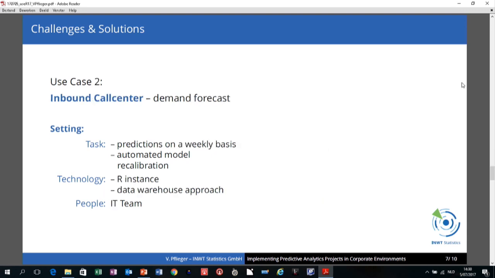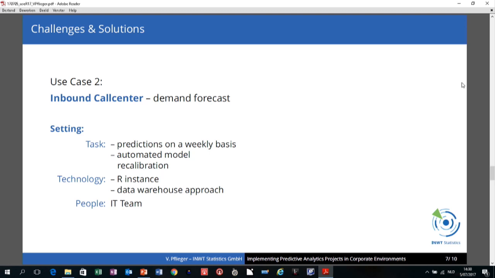The other one, let's say we have an inbound call center, and of course they need to allocate their resources efficiently, so they want to know how their demand is going to look. So here we don't need real-time prediction, that doesn't really make sense, but it's okay if we update the information weekly. And of course, the model needs to recalibrate itself.